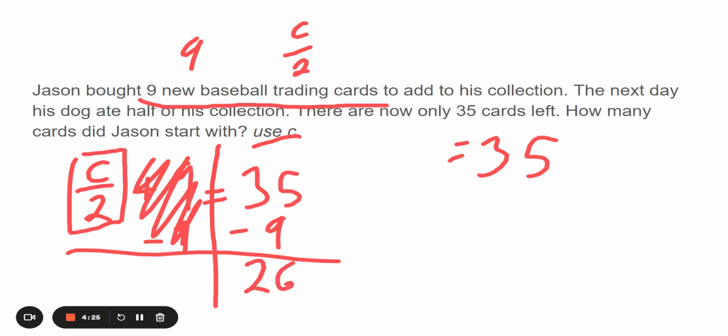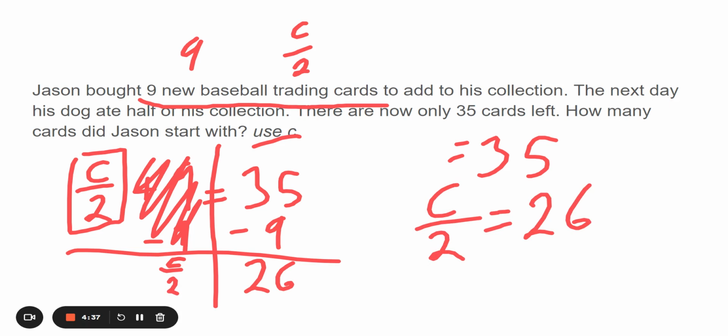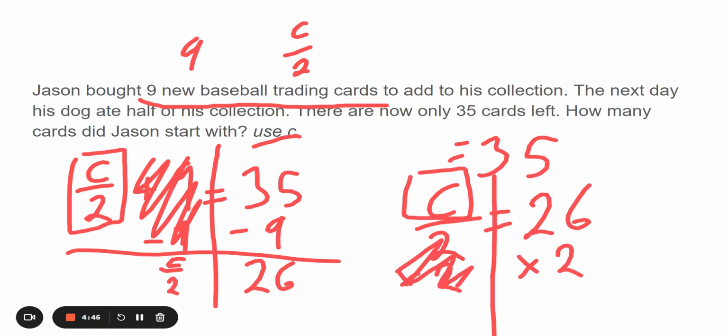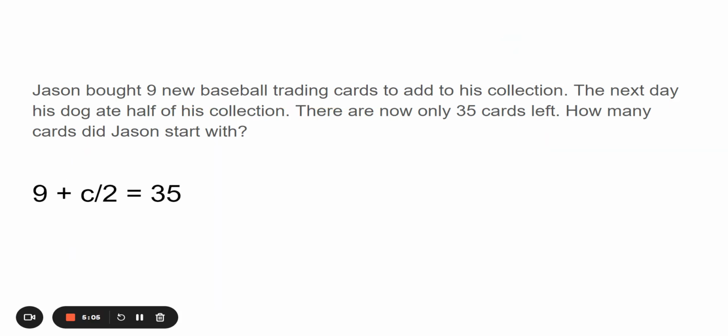I knew that off the top of my head. That clicking was my brain working, not a calculator. And then I have C divided by 2, so C over 2 equals 26. Since I already have divided by 2 happening, I'm going to multiply by 2 instead. Draw my river, box up my variable. This is going to cancel out. C is going to be left by itself. 26 times 2 is 52. So he had 52 cards. His dog ate half of them. He bought 9 more, and now he has 35 left. Dang, that's a tough day for that dude, for Jason.